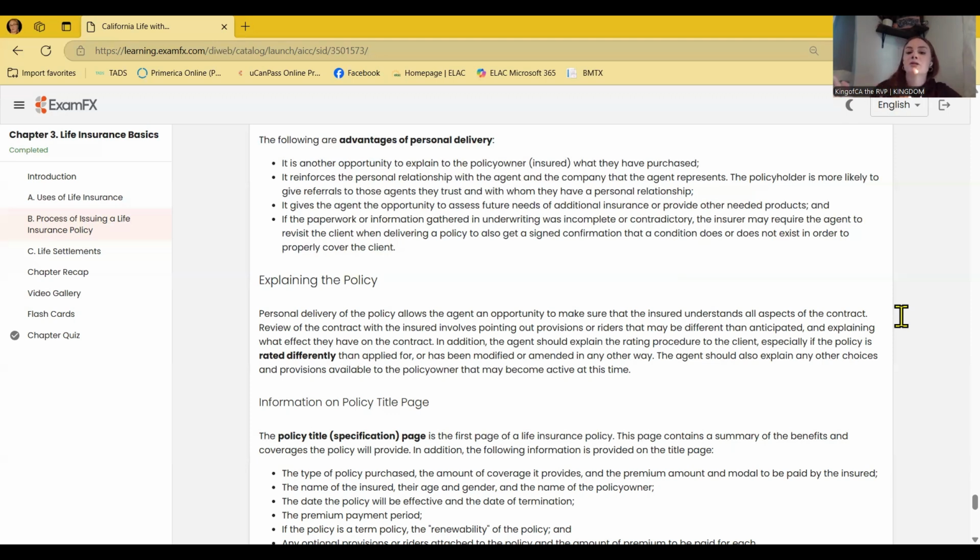It reinforces personal relationship with the agent and the company that the agent represents. It gives the agent an opportunity to assess future needs, such as investments, mutual funds, all of that. And then if the paperwork or information gathered in underwriting was incomplete or contradictory, the insurer may require the agent to revisit the client when delivering the policy and also get signed confirmation.